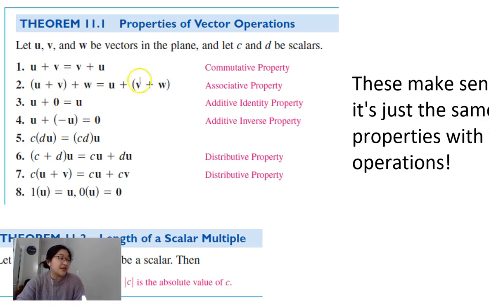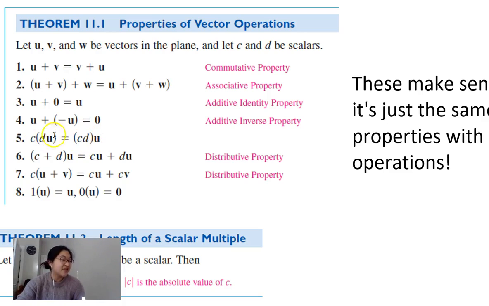We can group things together with our associative property of addition, and if we just add the 0 vector, that doesn't change our value. If you add the opposite of a vector, so if you have this vector going that way and this vector going that way with the same magnitude, then they cancel out and you get the 0 vector. If you do scalar multiplication, it's okay.